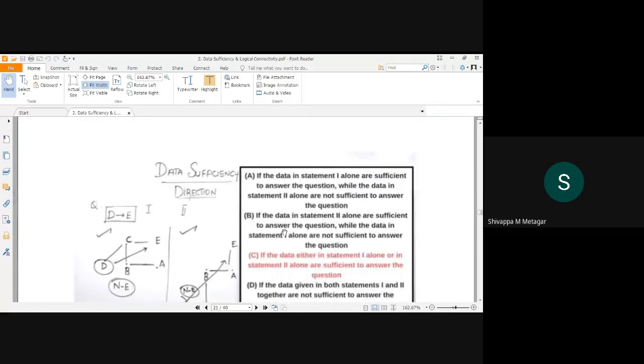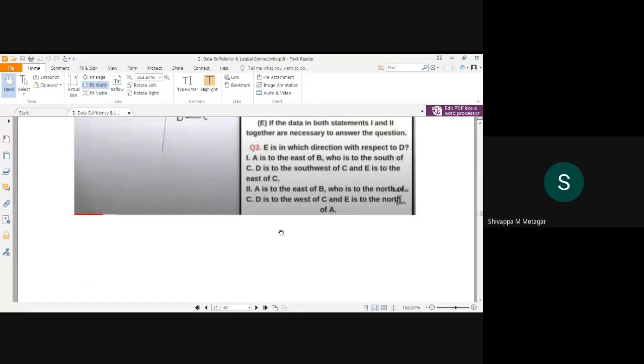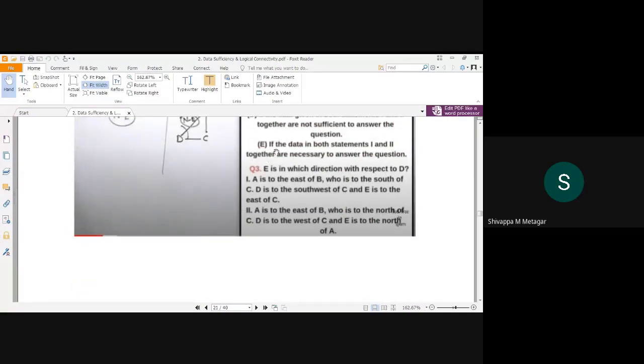Okay. Second statement, just can you find out the solution for this one? Question is there. E is in which direction with respect to D? We have to find out the direction from D to E. First one they have given, A is to the east of B, who is to the south of C, D is to the southwest of C, and E is to the east of C. And second one they have given, A is to the east of B, who is to the north of C, D is to the west of C, and E is to the north of A.